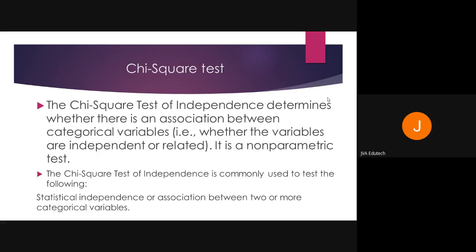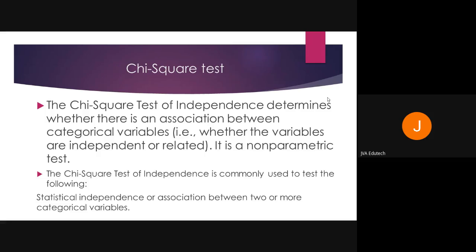However, this test is often used interchangeably because it is said that chi-square is the single test which comes into the category of parametric also and non-parametric also, but basically it is a non-parametric test. So this test is commonly used to test the following: statistical independence or association between two or more categorical variables. So suppose you have two or more categorical variables and want to test the association between them, then you will go for chi-square test of association.